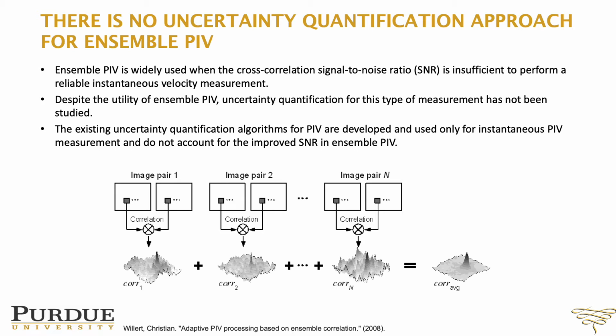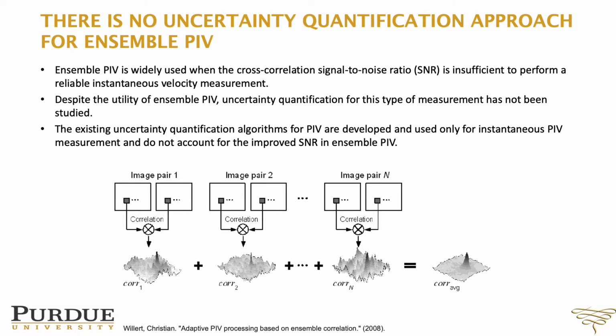Now, ensemble PIV is developed to improve the signal-to-noise ratio in the cross-correlation plane. If you look at the instantaneous correlation planes in the figure I'm showing here, you can see that the signal-to-noise ratio is not sufficient to perform a reliable velocity measurement. But when you take these instantaneous correlation planes and average them, then you get a cross-correlation plane with an improved signal-to-noise ratio.